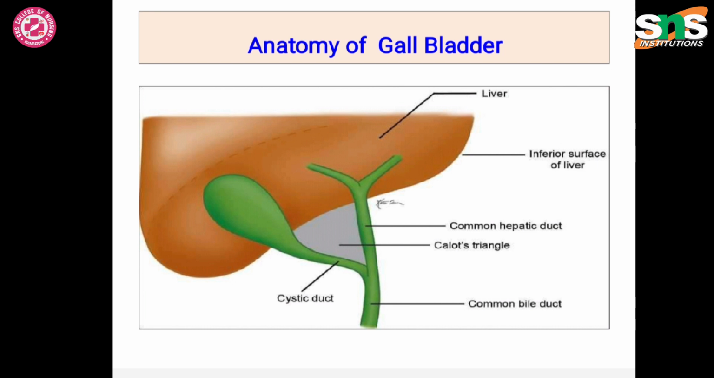So, physiology: the functions of the gallbladder are as a reservoir for bile. Concentration of bile and mucus secretions happens in the gallbladder. Bile is secreted from hepatocytes. The normal pH of bile is greater than 7.0. Secretion is up to 1 liter per day.